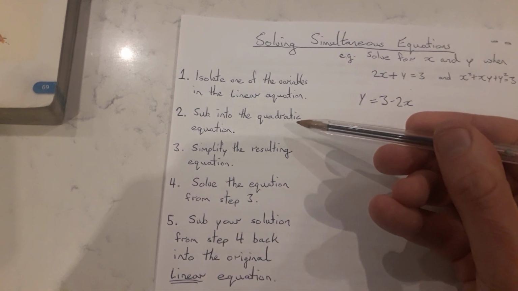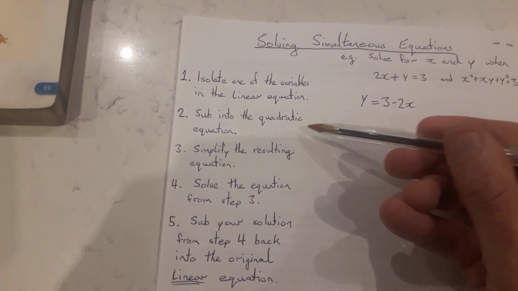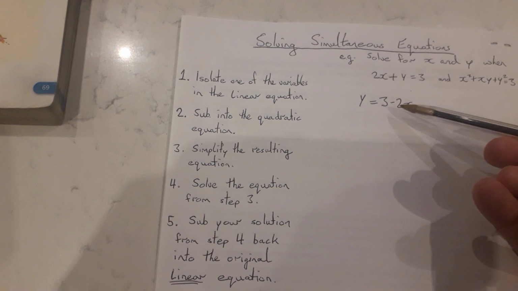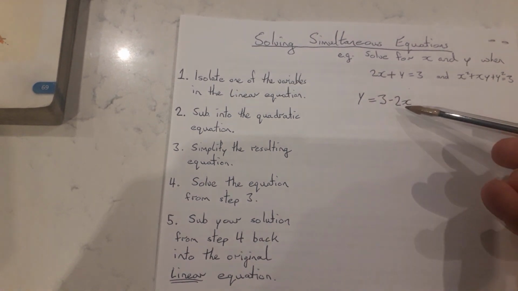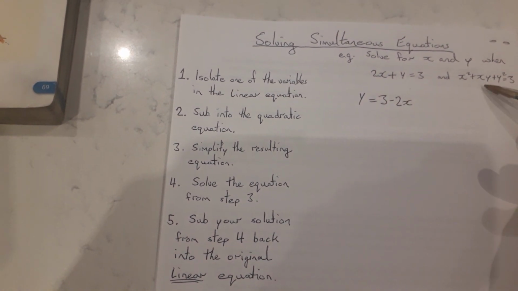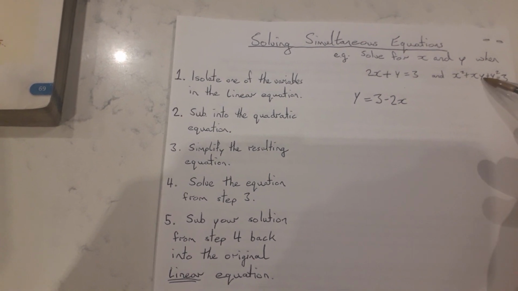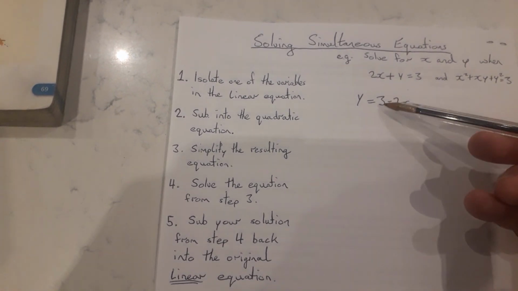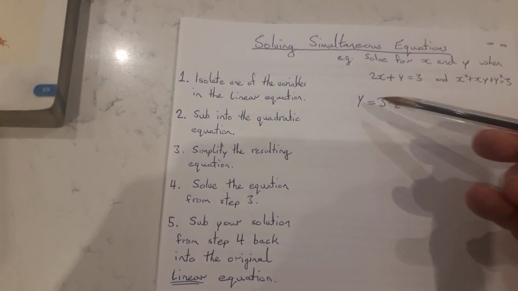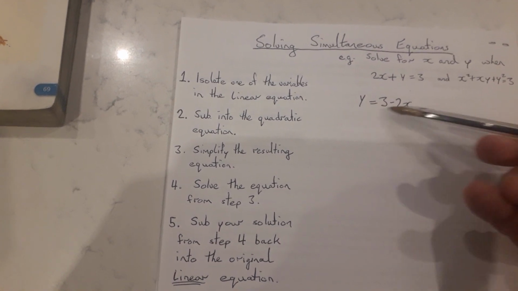The second step is to sub into the quadratic equation. So from the work you've done here, you've said that y is equal to this. So we're going to take the quadratic equation, and wherever we see a y, I'm going to sub in 3 minus 2x instead of it, because we know that they're equal.